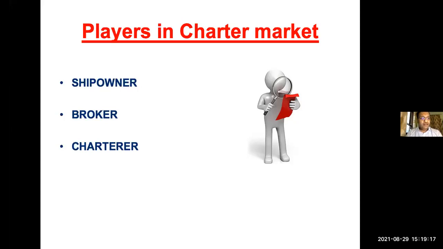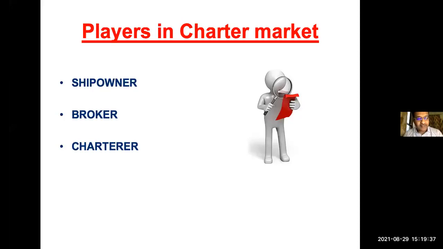Charterers are those who want to hire the ship, or charterers are also called disponent owners. Charterer may be a disponent owner. Charterer may also be the owner of the cargo.